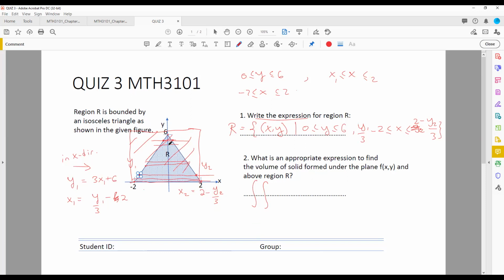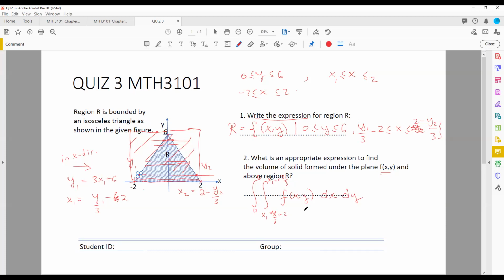Since we have x as the variable, we need to put the limits going from x1 equals y1 over 3 minus 2 until x2 equals 2 minus y2 over 3, and then anything f(x,y). I don't know what f(x,y) is, so just write f(x,y). And since x is now not a constant, we put dx inside and dy outside as the constant.